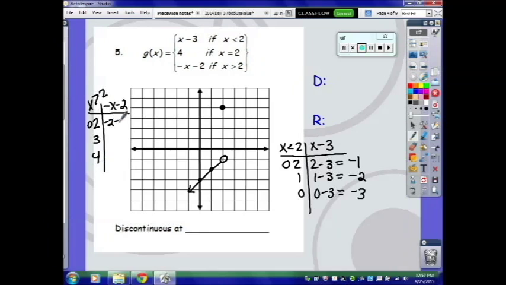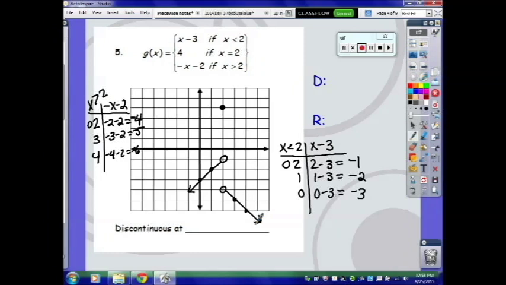We got the opposite of 2 minus 2, which is negative 4. The opposite of 3 minus 2, which is negative 5. And the opposite of 4 minus 2, which is negative 6. So at 2, negative 4, we're open again. At 3, negative 5, we're closed. And at 4, negative 6, we're closed. So this piece of the graph is going in that direction. So there's how we graph a piecewise.